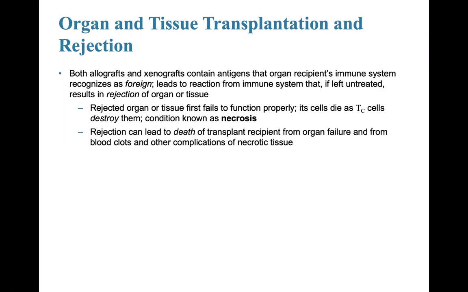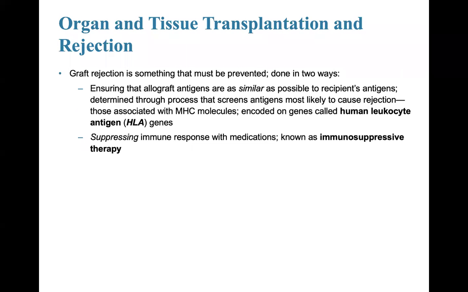This leads to a reaction from the immune system that, if left untreated, results in rejection of the organ or the tissue. The rejected organ or tissue first fails to function properly. Its cells die as the cytotoxic cells destroy them. This is a condition known as necrosis. Rejection can lead to death of the transplant recipient from organ failure and from blood clots and other complications of the necrotic tissue. Graft rejection is something that needs to be prevented, and it's done in 2 ways.